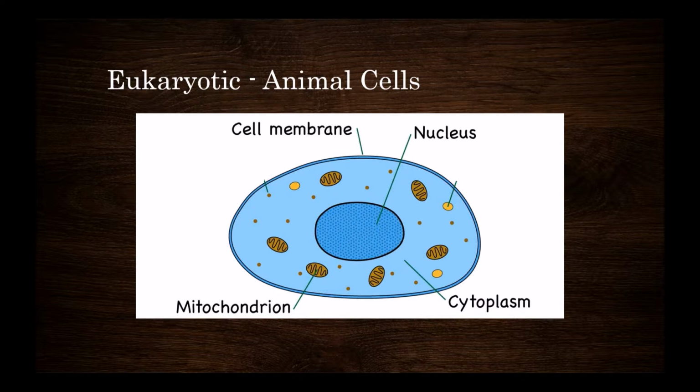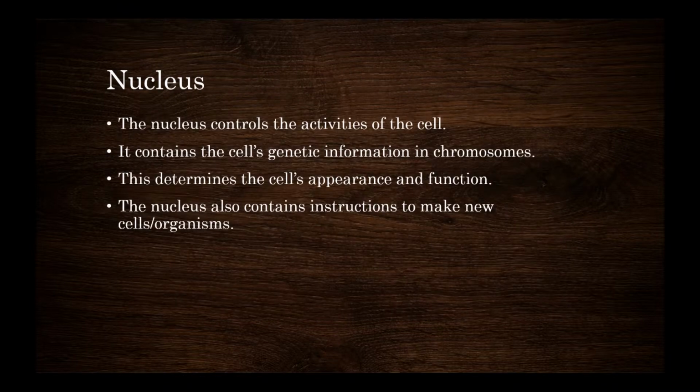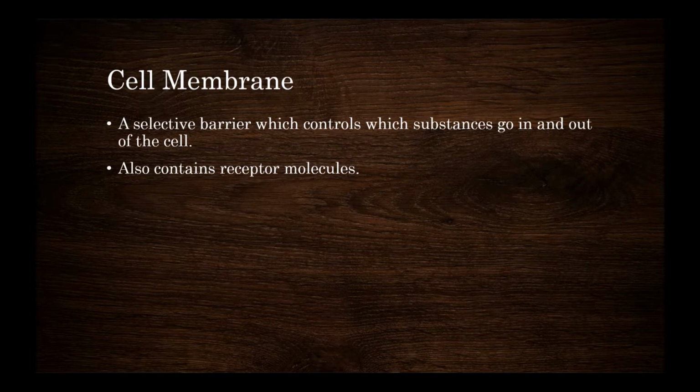So eukaryotic, this is a diagram of an animal cell. It's got a cell membrane, nucleus, mitochondria, and a cytoplasm. So the nucleus controls the activities of the cell, and it contains the cell's genetic information in chromosomes, which determines the cell's appearance and function, and the nucleus also has instructions to make new cells or organisms.